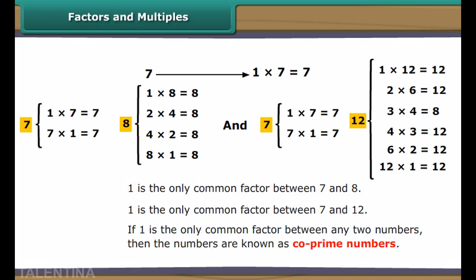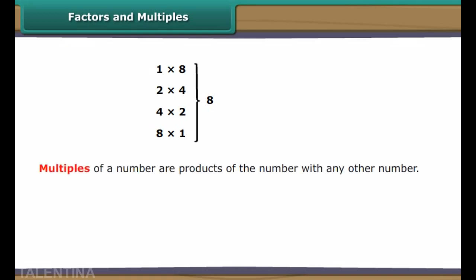In the example, we described the patterns numerically as 1 into 8, 2 into 4, 4 into 2, 8 into 1. Each of these expressions yields 8 as the product. Therefore, 8 is the multiple of 1, 2, 4 and 8. Multiples of a number, properties of factors and multiples. Factors and multiples are numbers that possess specific properties.